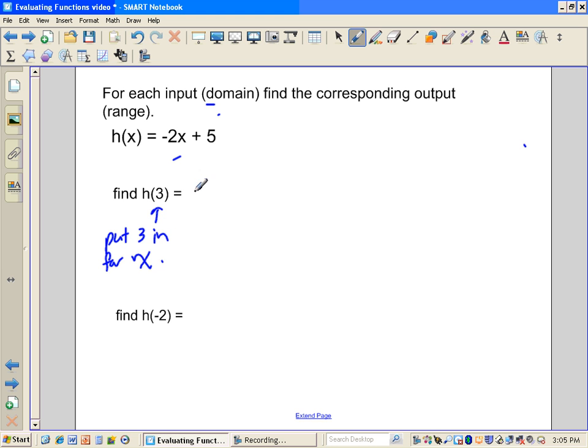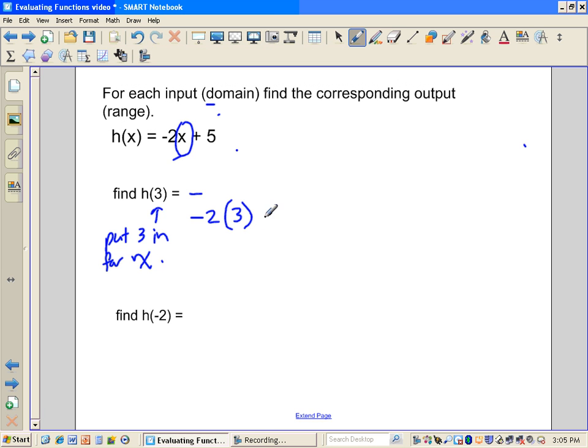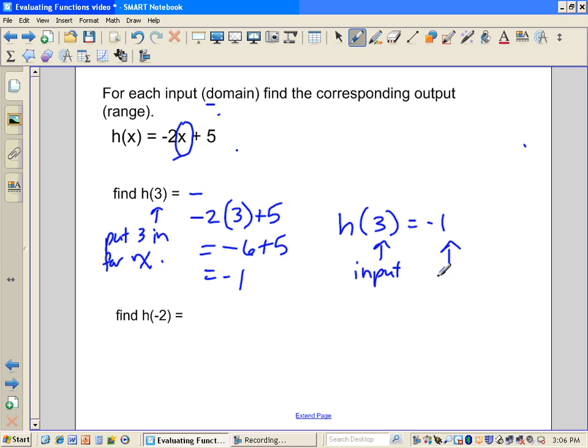So my function is now going to look like negative 2, and instead of x, I'm going to put in a 3. Where the x is, I'm replacing this x with a 3. And I'm going to do plus 5. Well, then I'm just going to simplify this. And this is just some order of operations math. Negative 2 times 3 is negative 6. Plus 5 is equal to negative 1. And so I can say h of 3 equals negative 1. When I put 3 in for my input, I get negative 1 out as my output.